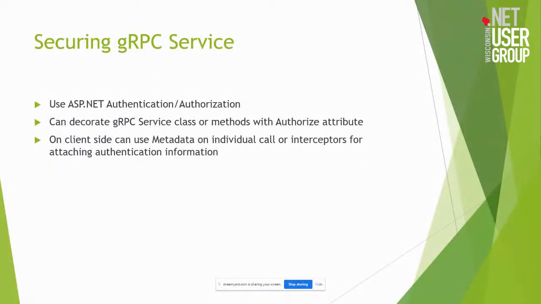Right. So for security, it's actually not much different from a regular ASP.NET Core application. We can use the same middleware to set up authorization and authentication. We can just decorate the gRPC service and the methods with the authorize attribute. And on the client side, we have to attach the authorization token to the call being made to the server.